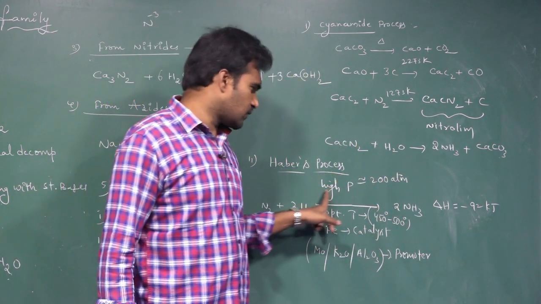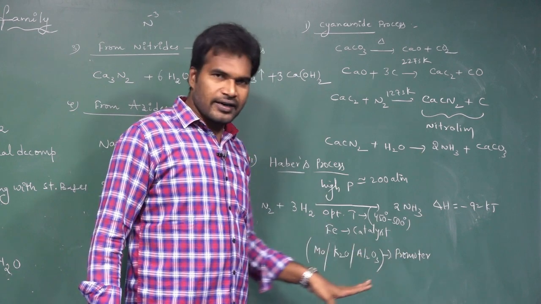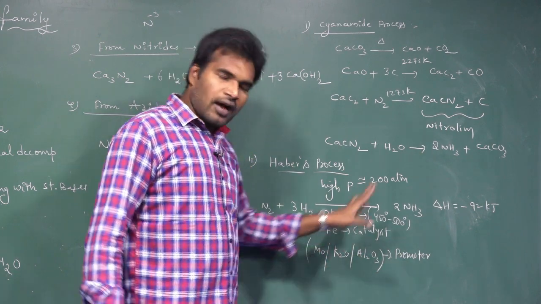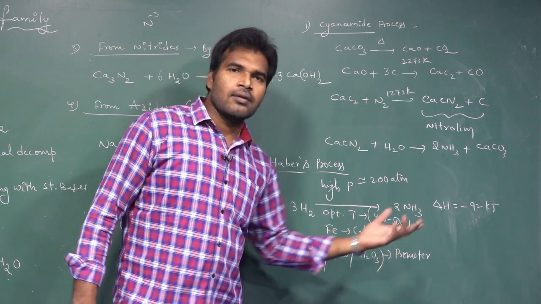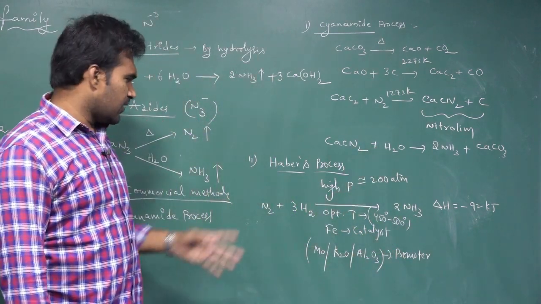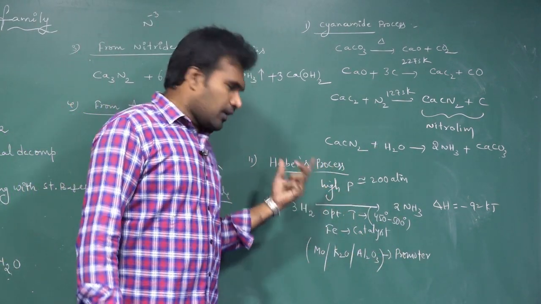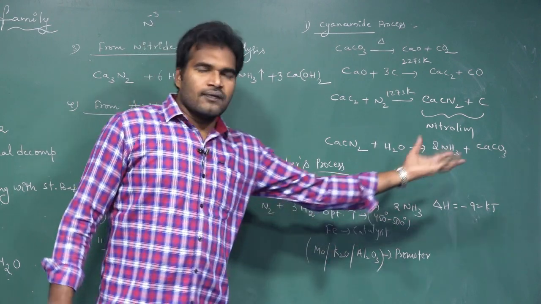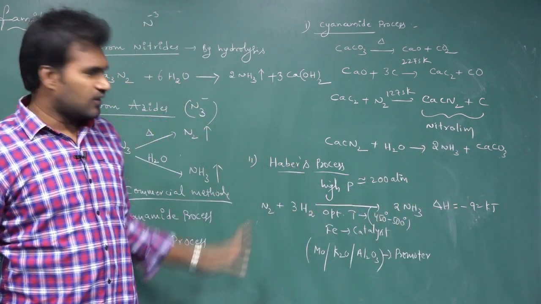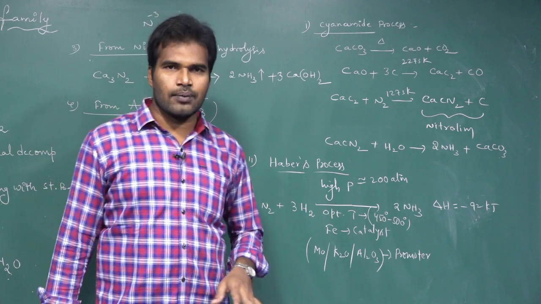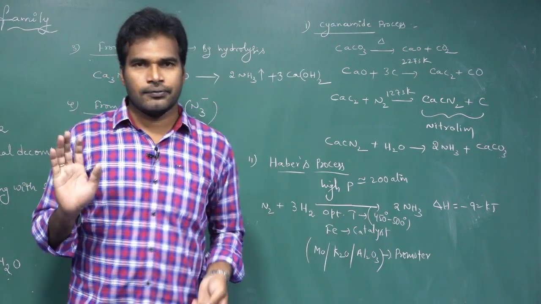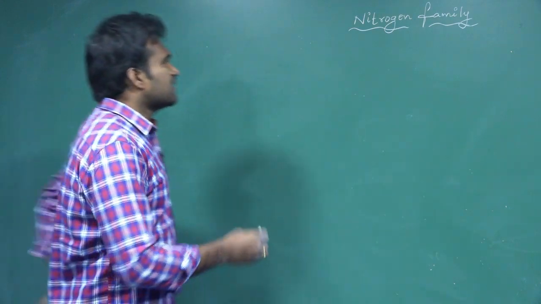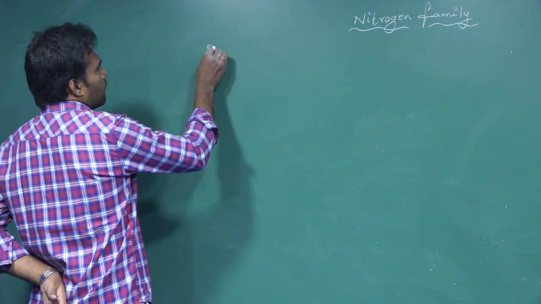So 200 atmospheric pressure, 450 to 500 degrees Celsius temperature, iron as a catalyst, and molybdenum or potassium oxide or alumina as a promoter. When we maintain these conditions, a 1:3 ratio of nitrogen and hydrogen will give ammonia. This process we call Haber's process. So these are the methods of preparation of ammonia. Next, let's move on to the physical properties of ammonia.